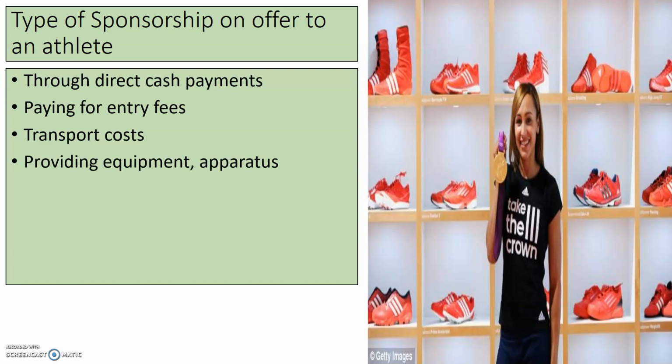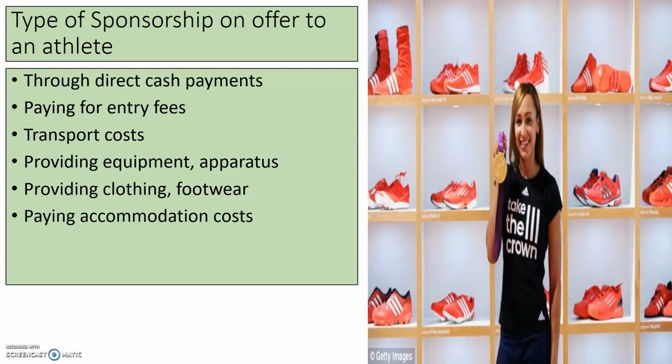We'll also provide things like equipment and apparatus. So if we're using, for example, tennis rackets, badminton rackets, and so on, it will provide equipment in regards to that. And also perks such as clothing and footwear from that specific brand. So we can see Jess Ennis there with a lot of Adidas attire in regards to clothing, but also footwear as well. It'll also pay for things like accommodation in regards to maybe staying over in specific hotels. And also it might help provide better coaching.